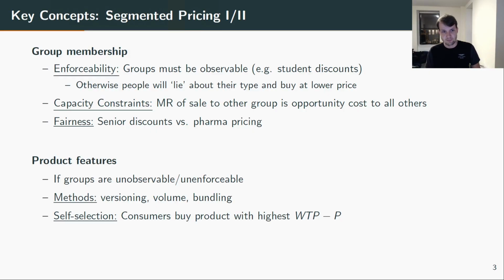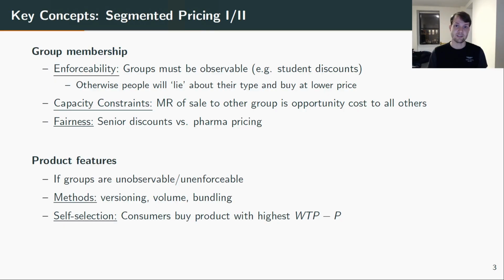So there's always this problem of how do you do this without pissing off your customers? When you do it in product features, that's what you do if the groups are not observable or enforceable. You can do this in various ways. It can be versioning, it can be volume, it can be bundling. Versioning basically means, well, we have an iPhone and an iPhone Pro, right? Different versions of the same phone. Volume is basically Costco, right? You're going to say, well, there are people who are not willing to pay much, but they need a lot. Those are usually people running restaurants or people with a Costco card, and that's volume discount.